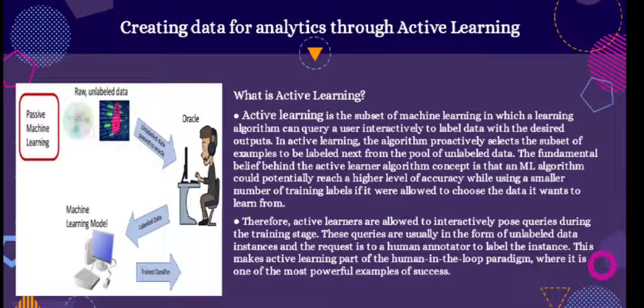Therefore, active learners are allowed to interactively pose queries during the training stage. These queries are usually in the form of unlabeled data instances, and the request is to a human annotator to label the instance. This makes active learning part of the human-in-the-loop paradigm, where it is one of the most powerful examples of success.